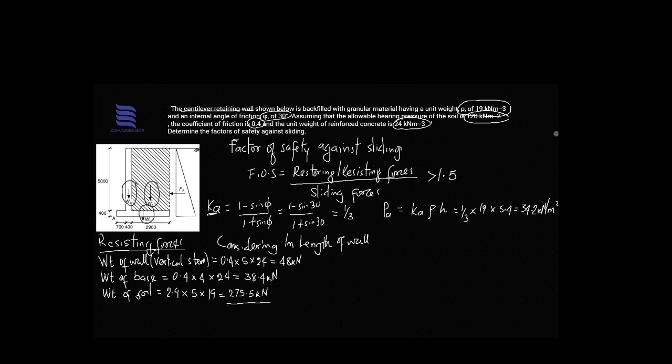So the summation of these forces, the summation of the vertical forces now should give us 361.9 kilonewton, right? For the other kind of force that tends to pull the structure away from its stable position, and that's going to be the force due to the active pressure, the lateral earth pressure, right? So that's going to be the sliding force. So let's check for the sliding force, then we will conclude from there.